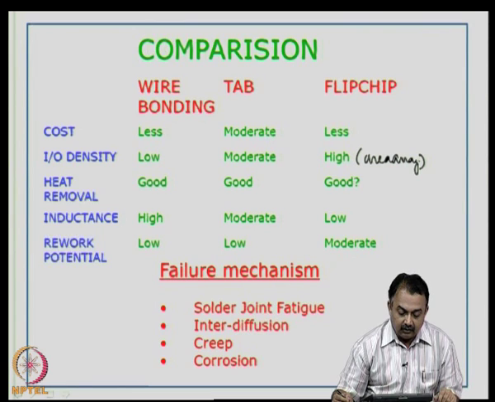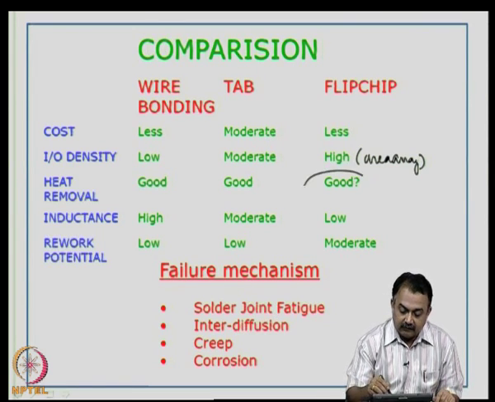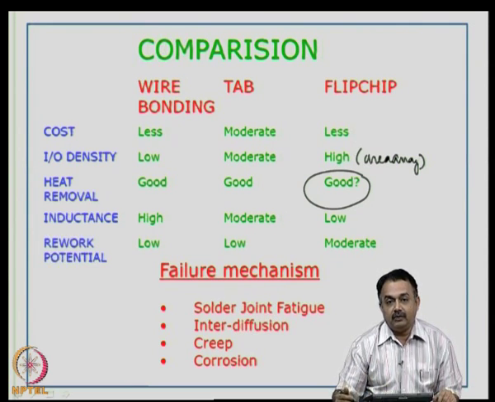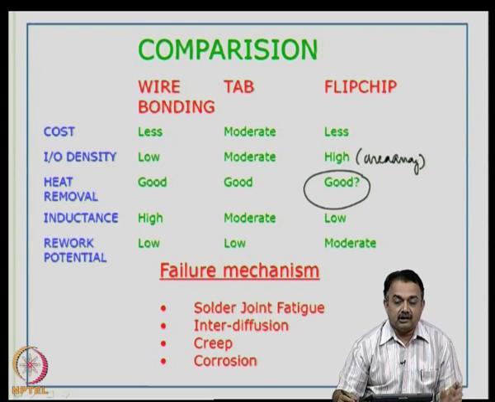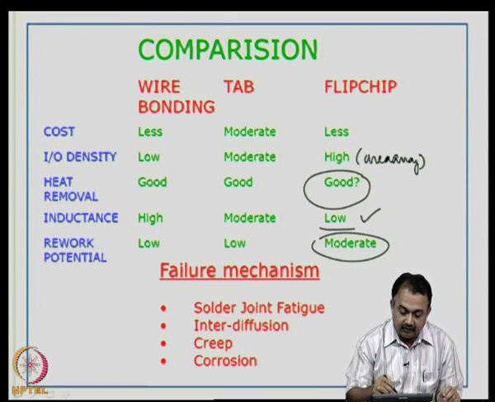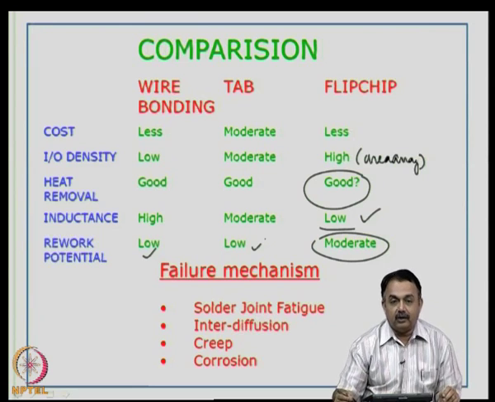Heat removal is good in wire bonding and TAB, but is it really good in flip chip? Yes, because if you know the technique of using thermal spreaders and better heat sinks or underfill material, then there is no problem with using flip chip. Inductance is low, that is why we want to use flip chip. Rework potential today is very moderate for flip chip, whereas for these you can do a rework.